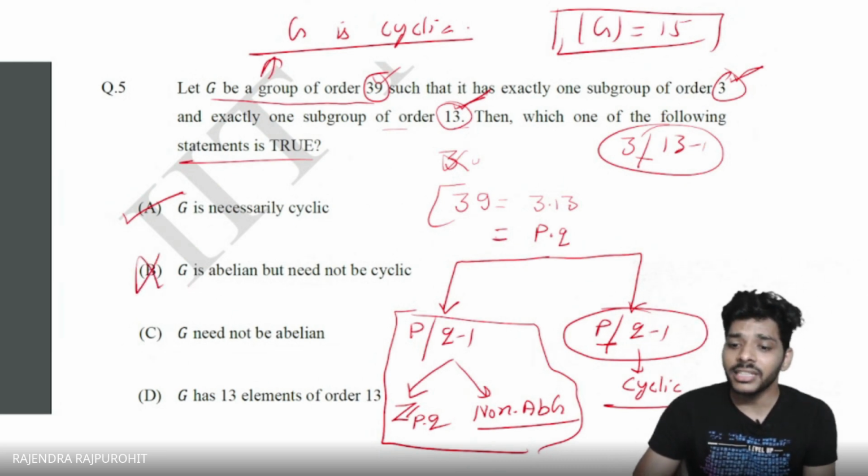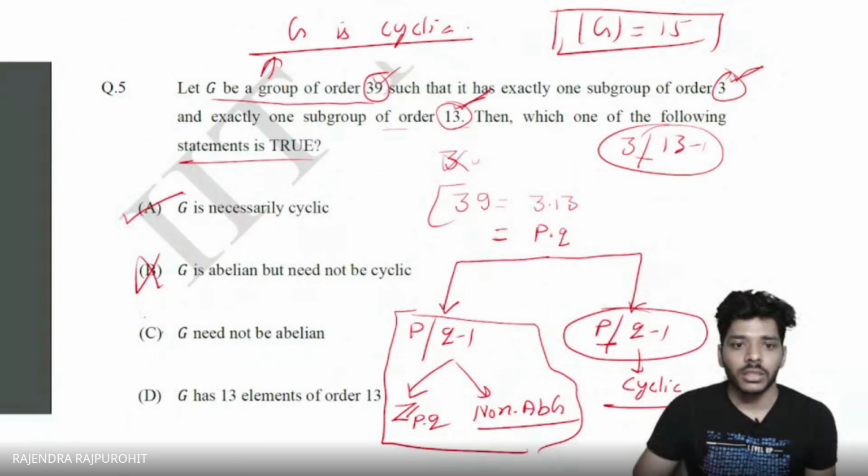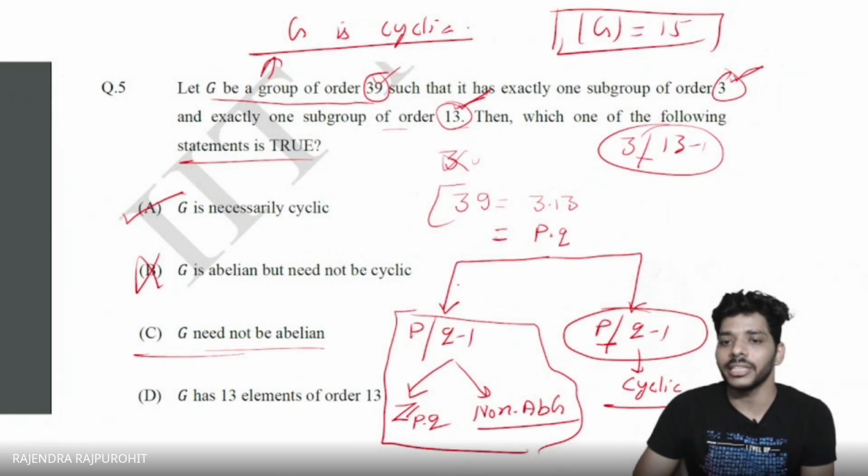Again, if G is abelian, then it is cyclic. So see, abelian, then it must be cyclic if P dot Q order. G need not be abelian. In this case, it must be. Though P divides Q minus 1, it may be non-abelian, but since they have unique subgroups, it must be cyclic only.